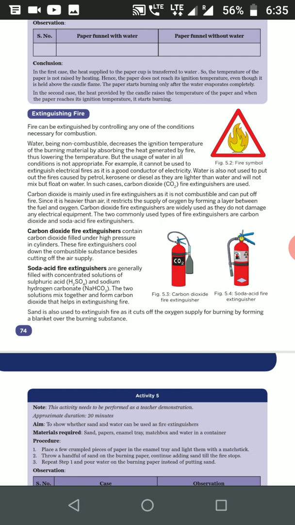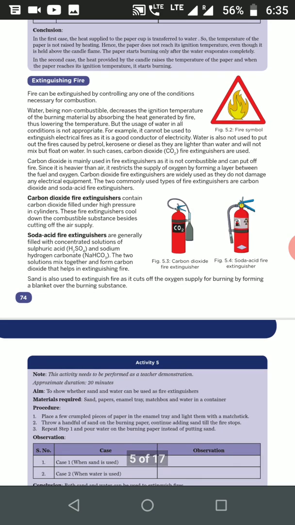So water should not be put on fires caused by electricity, and we also cannot use water to put out fires caused by petrol, kerosene or diesel, because they are lighter than water and will float on the water. In such cases we use carbon dioxide as fire extinguishers. Carbon dioxide is mainly used as a fire extinguisher as it is not combustible.